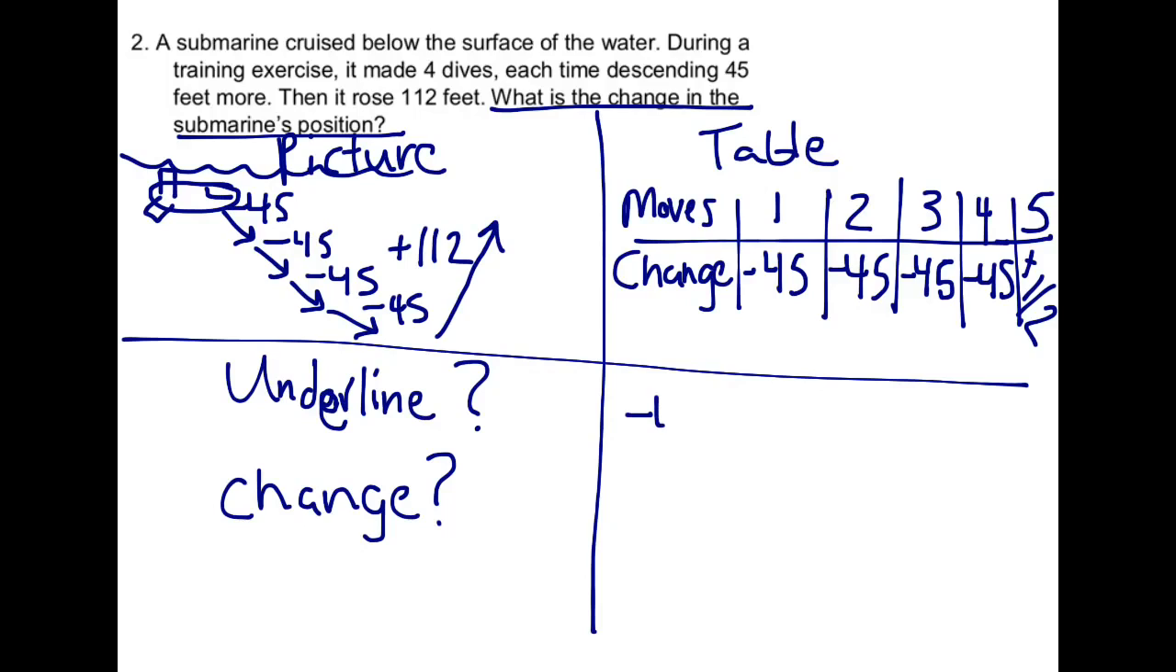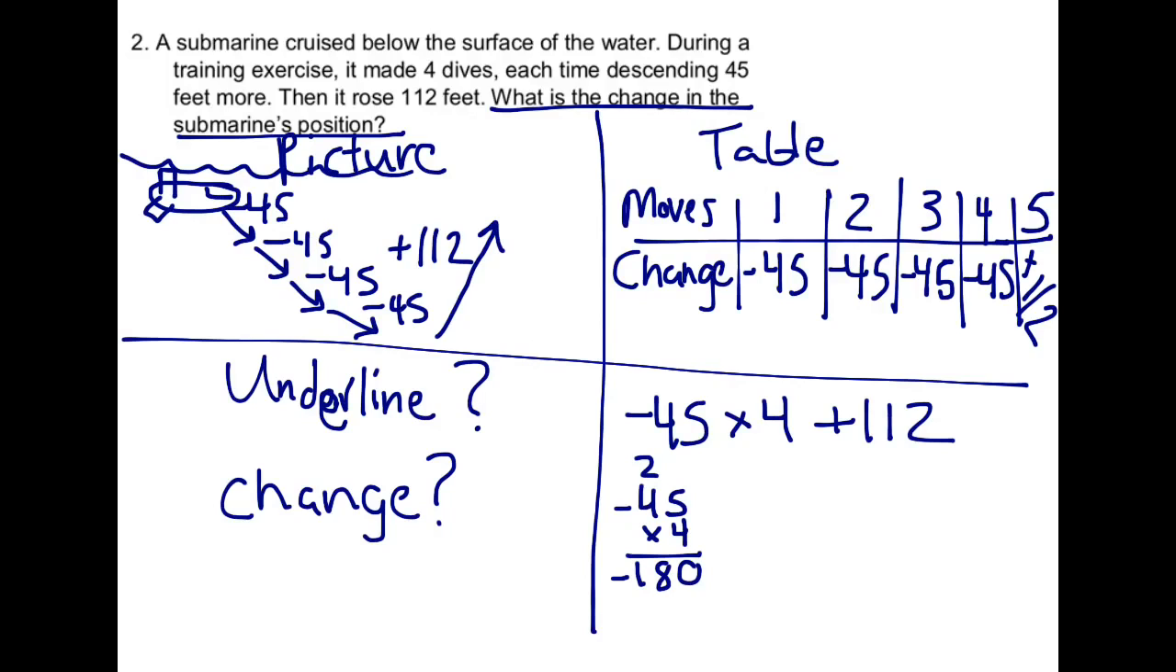So I'm going to do negative 45, and I could add negative 45 4 times, or I can do negative 45 times 4, and then plus 112. Whenever you're solving expressions, you have to multiply before you add. So I'm going to do negative 45 times 4. 45 times 4 gets me, 4 times 5 is 20, 4 times 4 is 16, plus 2 is 18, gets me negative 180. So I have negative 180 plus 112.